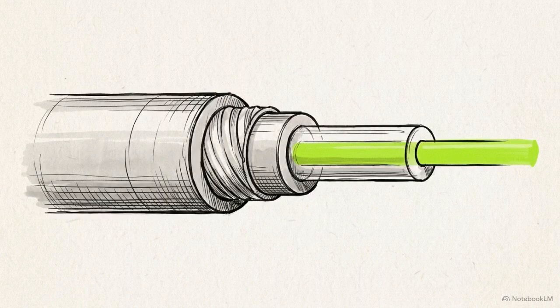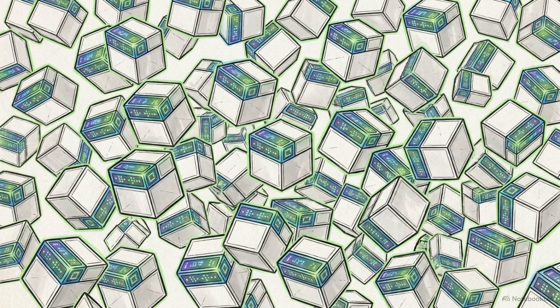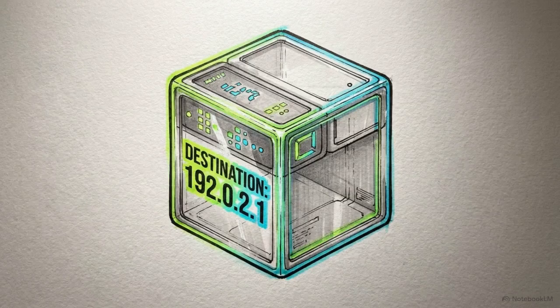Once the address is known, data transmission can begin. But data does not travel as one continuous stream. It is fragmented into tiny independent units called packets. Each individual packet is wrapped in an IP header. This header contains the specific destination IP address we just retrieved from the DNS lookup.